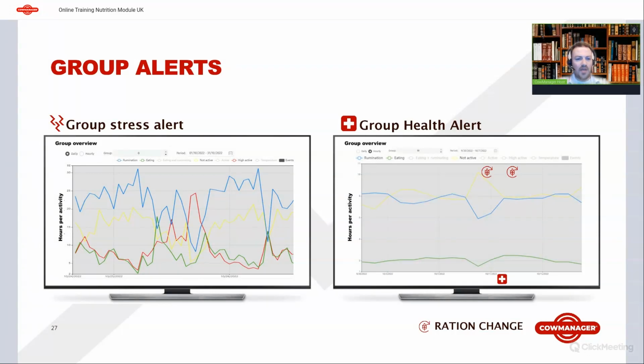You could also sometimes see a group stress alert when there is actually no feed, and it takes a while before there is new feeding, fresh feeding.